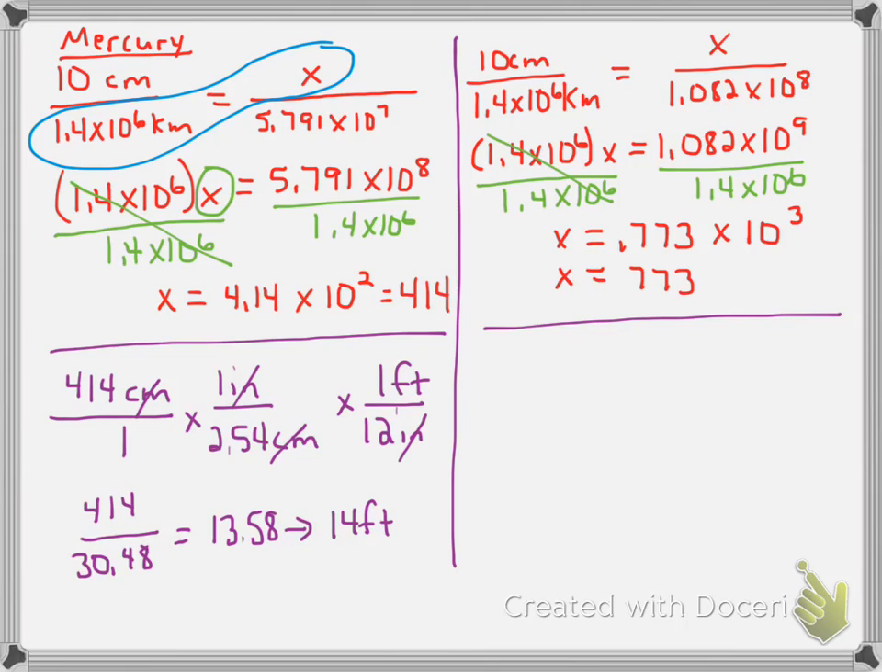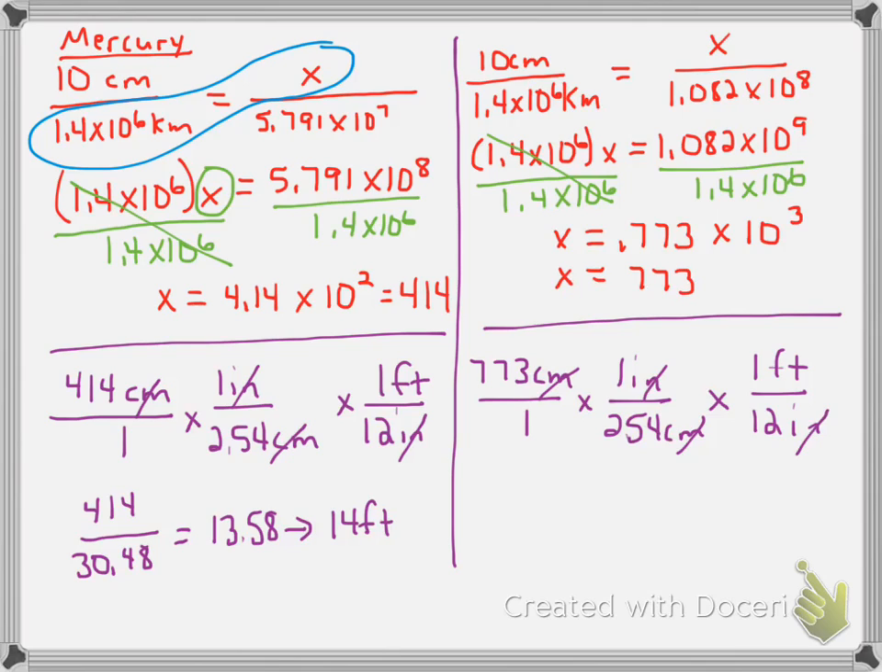Okay, so we have the 773 centimeters over 1. We'll be using the same conversions that we did in the previous one. 1 inch over 2.54 centimeters, and 1 foot over 12 inches. We cross off the centimeters and the inches. So we have 773 over 30.48, which is 25.36. So 25 feet when you round to the nearest foot.